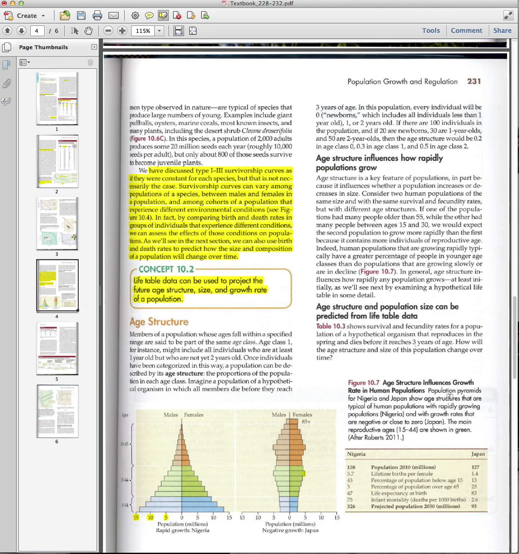Okay, we're going to move on to the next section. This is our last section.